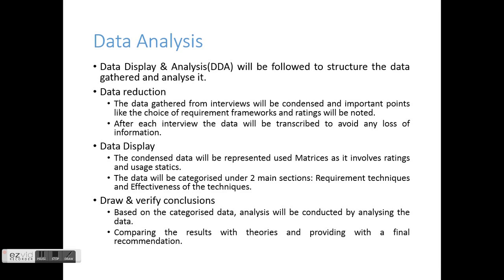Once the data is being reduced and defined, we will be using a data display technique. In data display, the condensed data will be represented as a matrix, as it involves ratings and usage statistics. The data will be categorized into two main sections, that is, the requirement techniques and the effectiveness of the techniques. Finally, we will draw and verify the conclusion. Based on the categorized data, analysis will be conducted by analyzing the data, comparing the results with the theories, and providing a final recommendation.